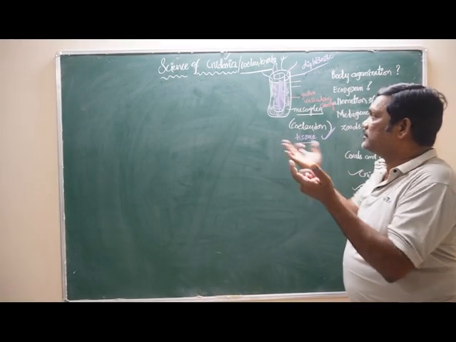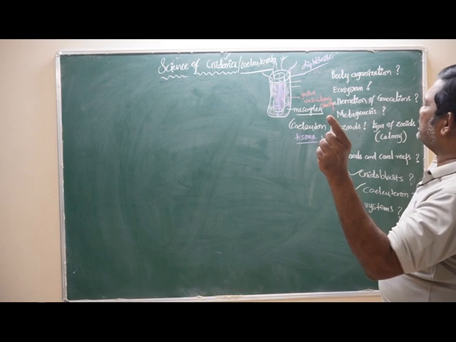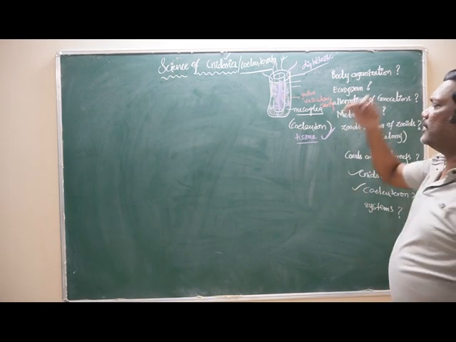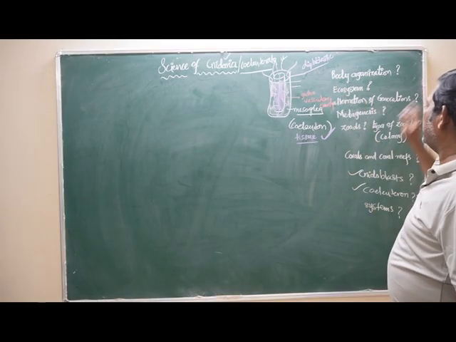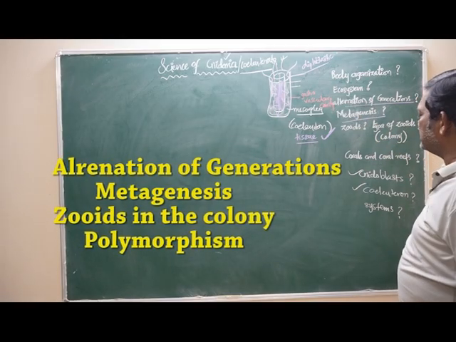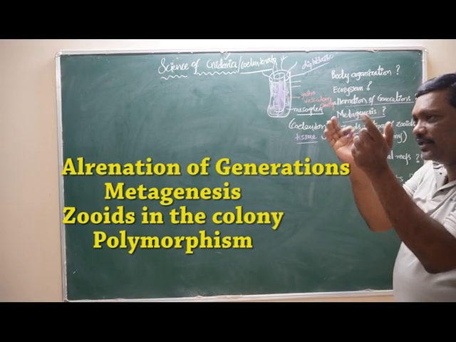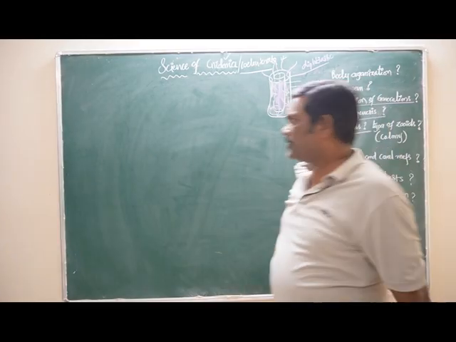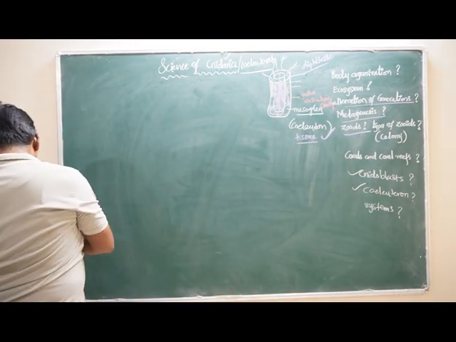Next, where do the coelenterates or cnidarians live? Almost all live in marine water, sea water. A few species like Hydra live in fresh water. Then our main focus is alternation of generations, metagenesis and zooids. What are the different types of zooids present in the colony? What does colony mean? I'll draw it: in one organism there are different zooids. That's why it is called a colony.